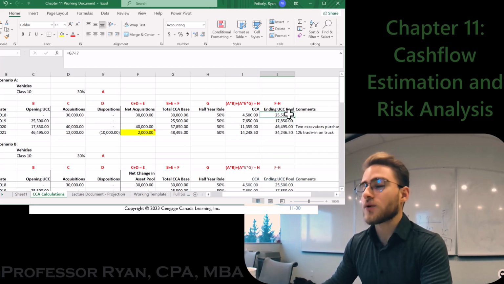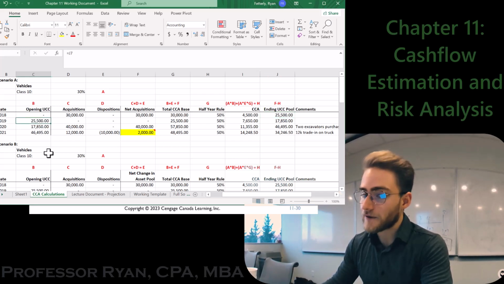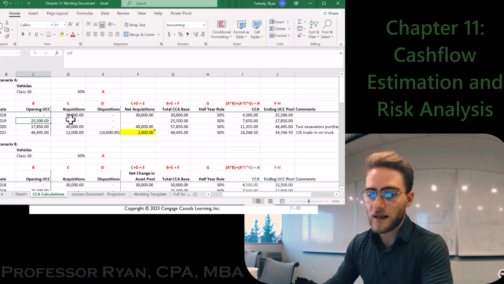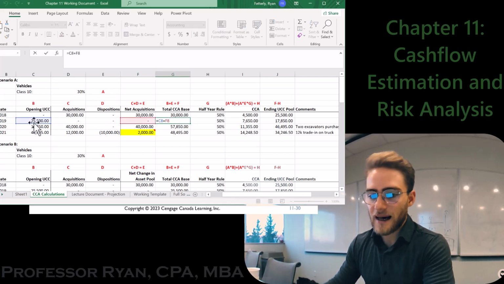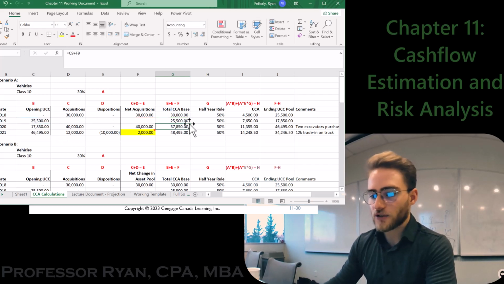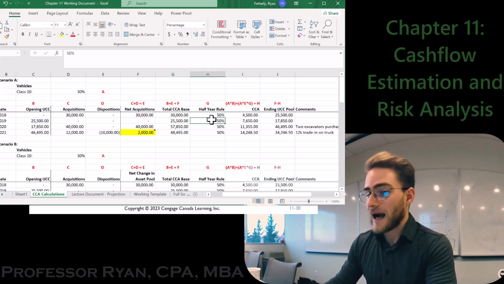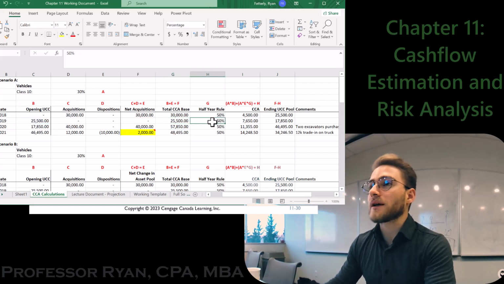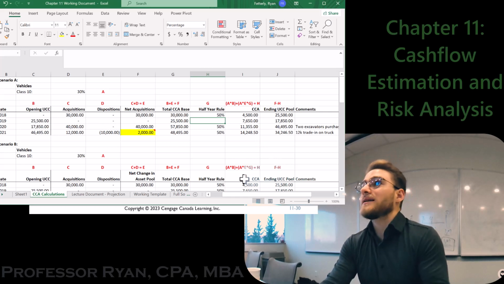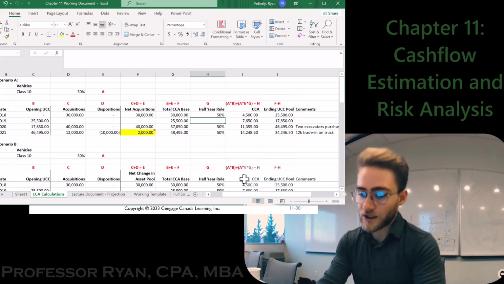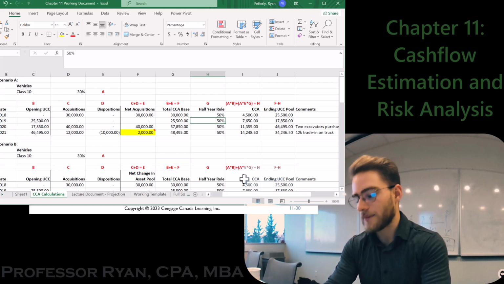So at the end of 2018, I have this. Therefore, at the beginning of 2019, I have the same amount. I have no acquisitions or dispositions in 2019. So therefore, my net acquisitions are 0, and my total CCA base stays at the $25,500, which is the opening. The half-year rule is not applicable here. I'm not going to use it because I don't have any net acquisitions. So I'll show you something. I can actually just delete this out and it has no impact on my calculations because I'm not using it. Okay, but I'll add it back.